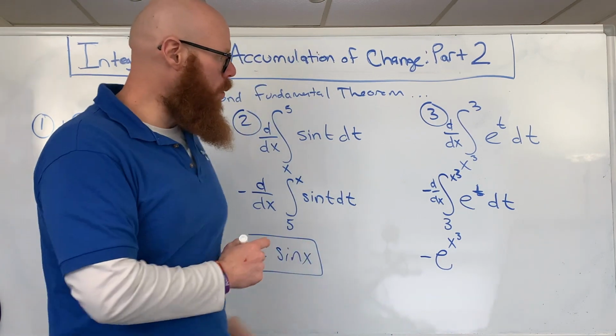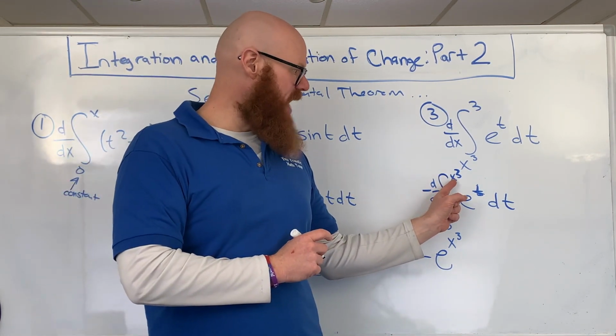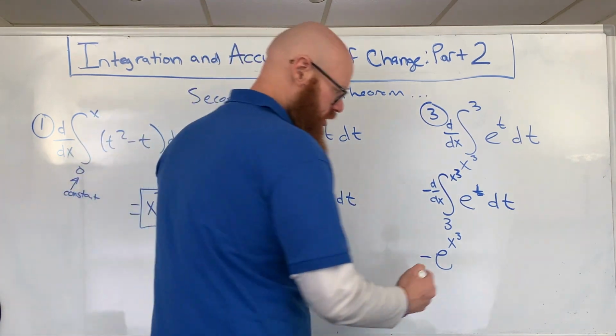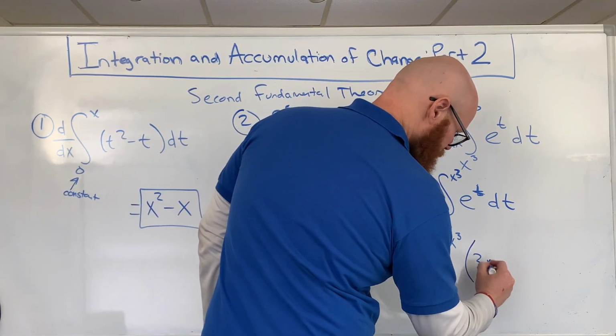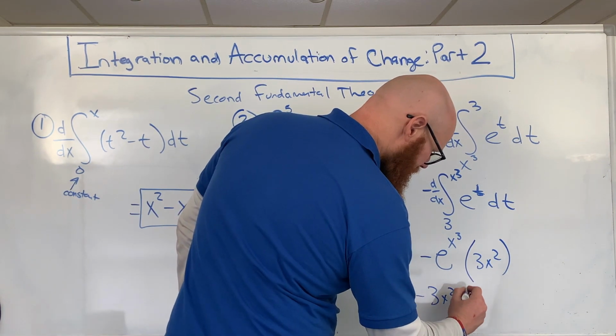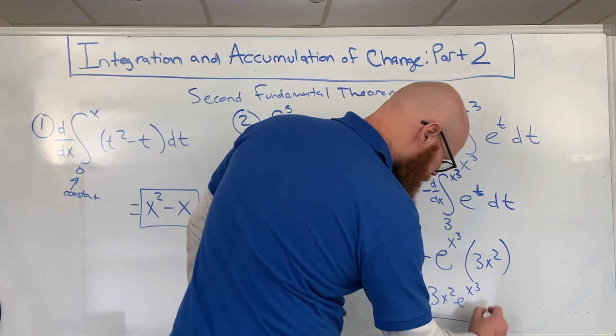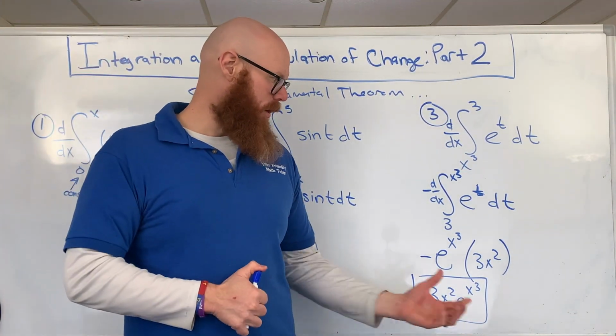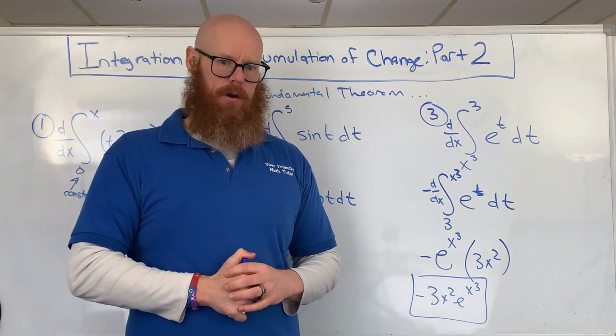But since what I have here is not just x, I then have to multiply by the derivative of that, which is where the chain rule comes in. So that's times 3x squared. I can just rewrite this as negative 3x squared e to the x cubed. And that is how we use the second fundamental theorem of calculus.